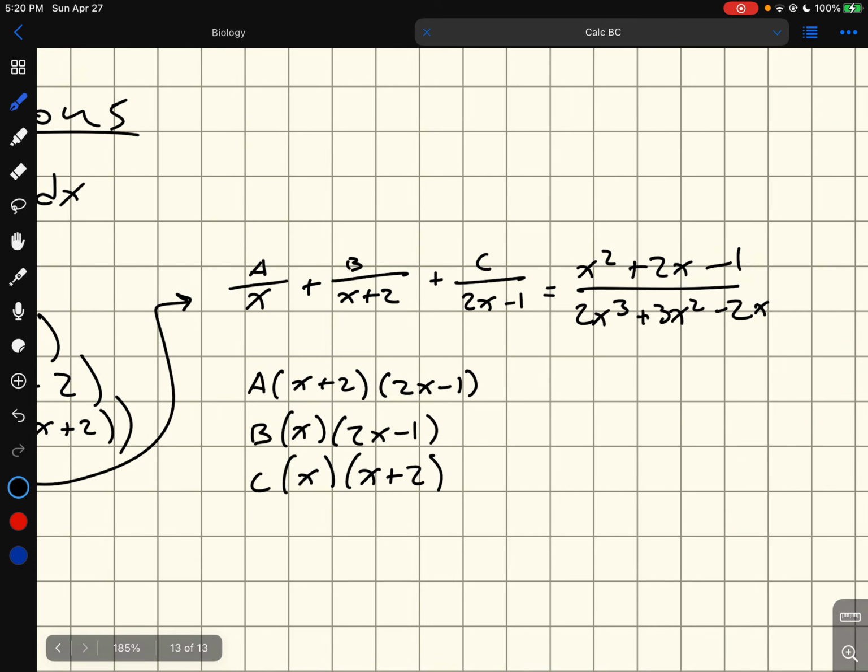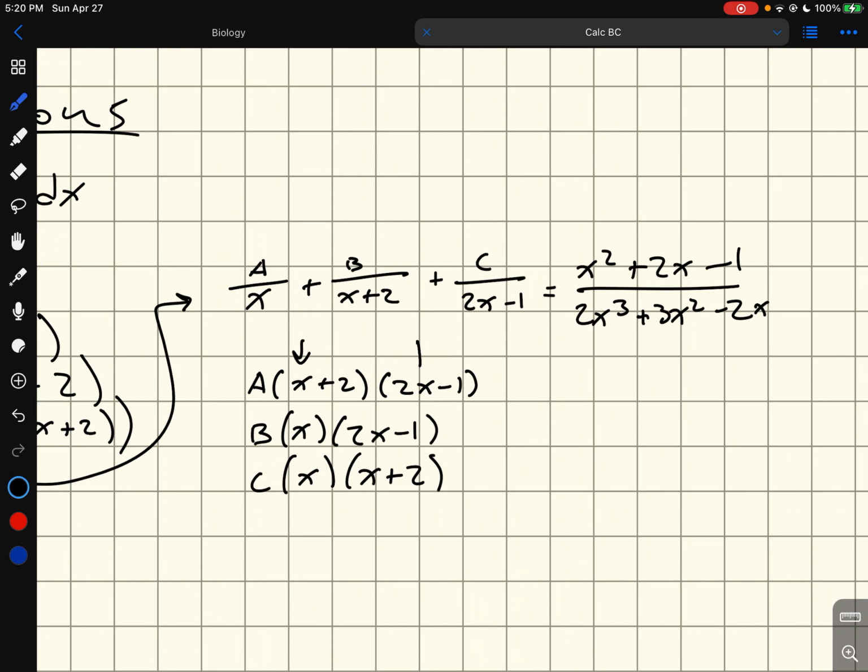So now, to determine what each letter is, we want to isolate it essentially. So we're going to plug in a number that will get rid of this entire factor, both of them, so we only get a number. So you see how this B and C both have an x? Well, if we plug in 0 for x, that would make this, in both of these, equal 0, which takes them out of the equation, which is good. That's what we want. So we can focus solely on A.